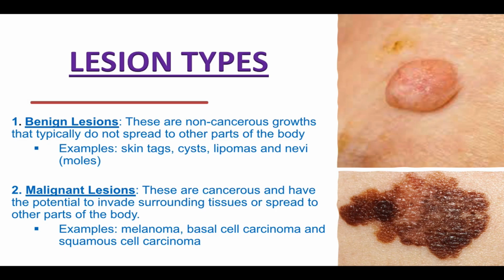Understanding the difference between benign and malignant lesions is crucial for accurate diagnosis, treatment, and coding. The nature of the lesion impacts the procedure we use to remove it and how we code the treatment in the medical record.